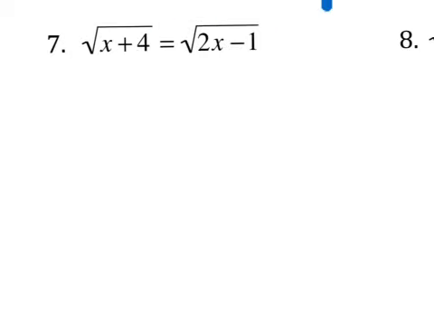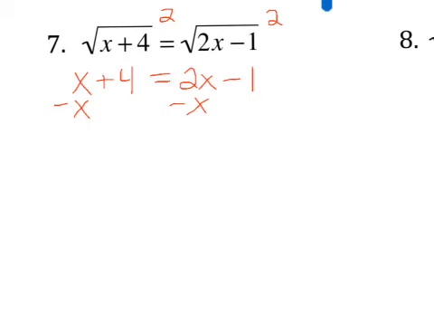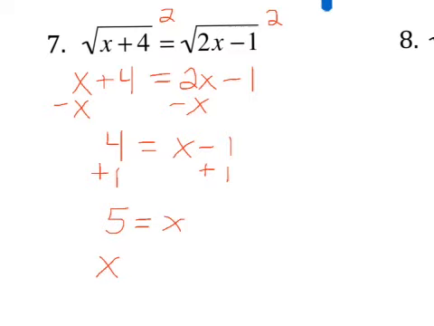Let's try the next one. In this problem, we have the same situation. We have two square roots, one on each side of the equal sign. So we can just square both sides, and that undoes the square roots. So we have x plus 4 equals 2x minus 1. We want to get the x's on one side, so I'm going to subtract this x. So I have 4 equals x minus 1. Add 1, so 5 equals x, or x equals 5 is my final answer.